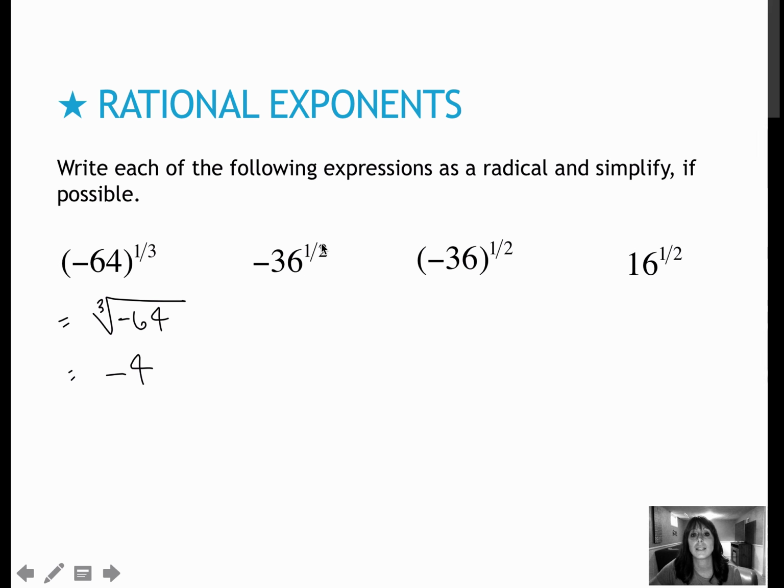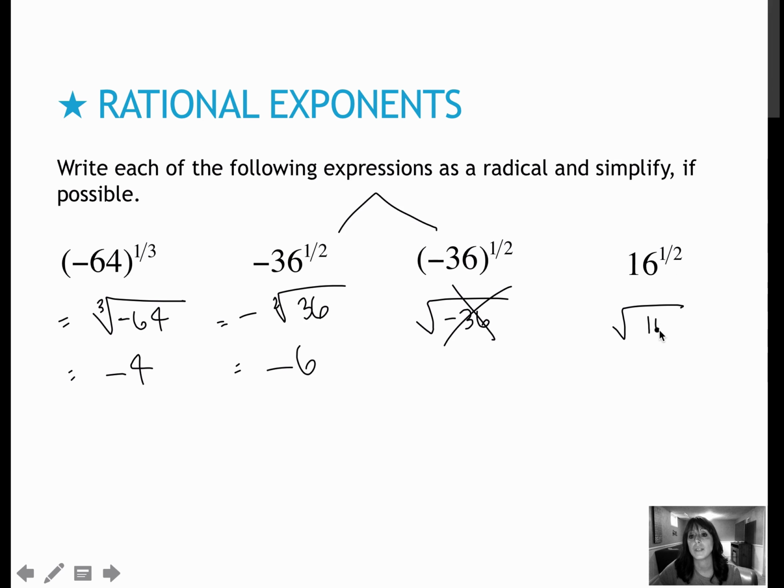Negative 36 and then to the 1/2, which means the negative square root of 36. Again, 2 being the index. We know the square root of 36 is 6, and they're asking us to find the negative value, so negative 6. That's different than this question, so notice these two questions are similar. This one is the square root of negative 36. Am I able to simplify any further? Not at this time. And the last one, 16 to the 1/2, means the square root of 16, which of course is 4.